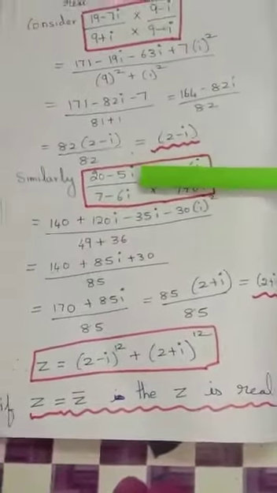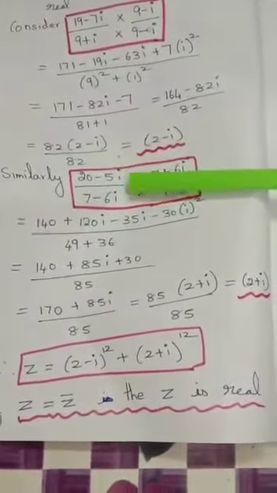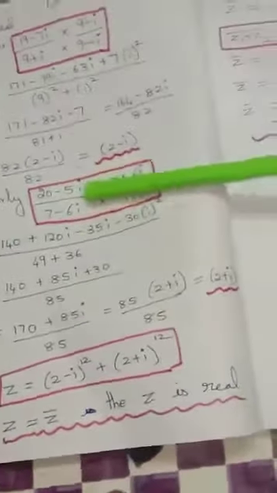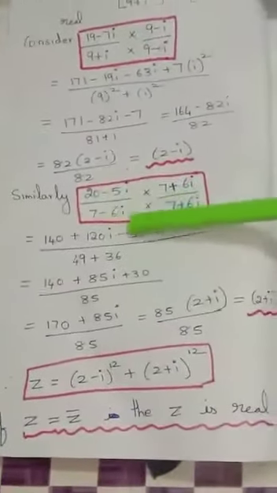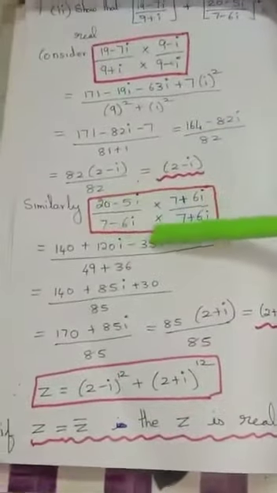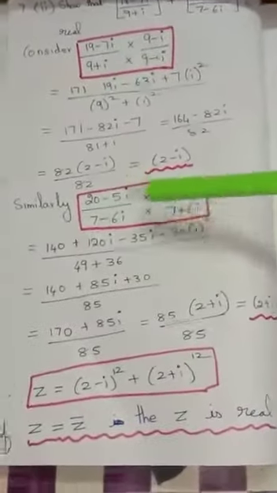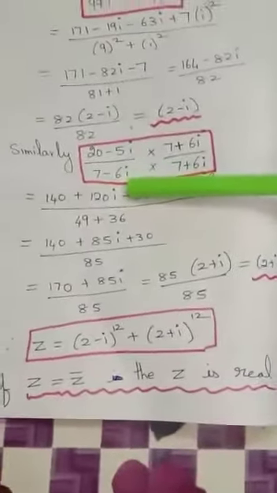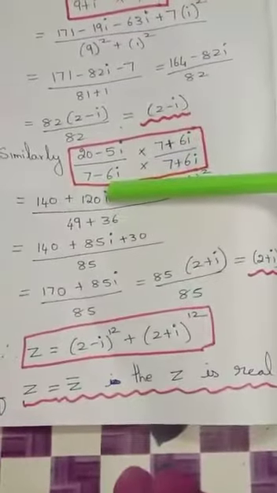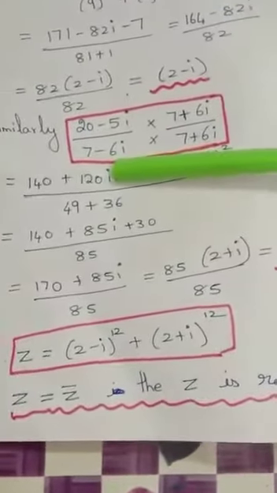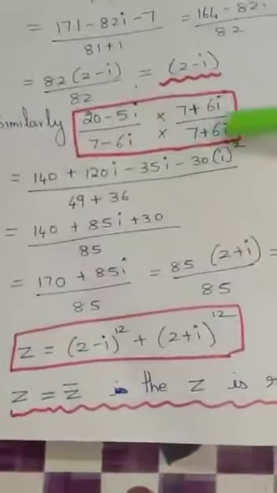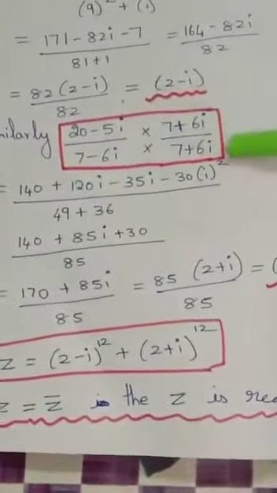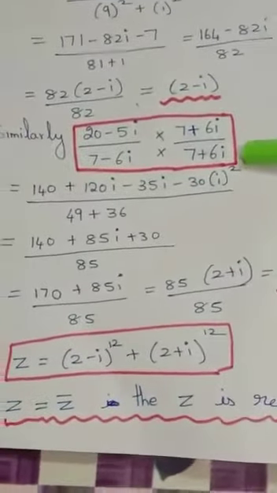In the same manner, now let us select the next complex number, 20 minus 5i by 7 minus 6i. Since we have a complex number in the denominator, let us multiply the numerator and denominator with the conjugate. What is the conjugate? 7 plus 6i, because I told you for an imaginary number we have to change the sign. So we are multiplying the numerator and denominator with 7 plus 6i.